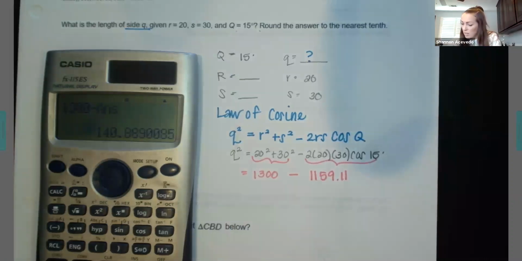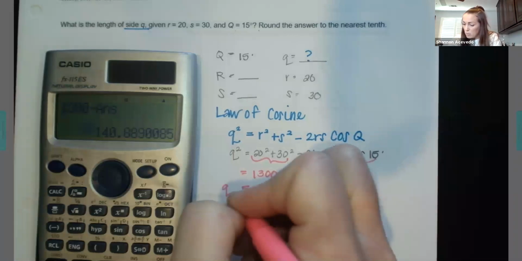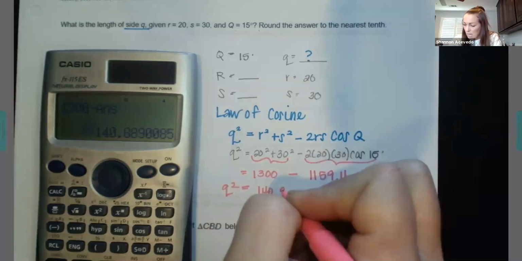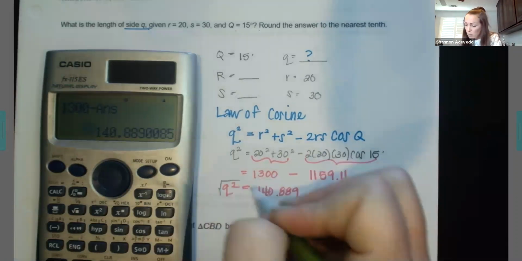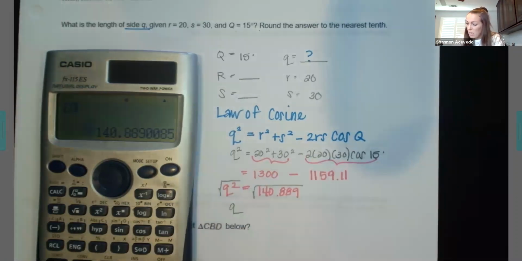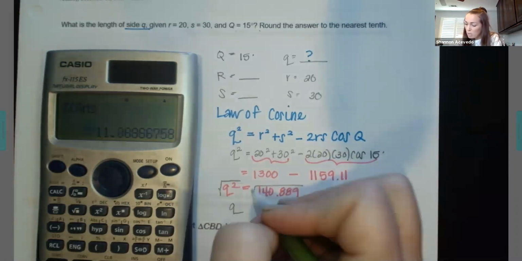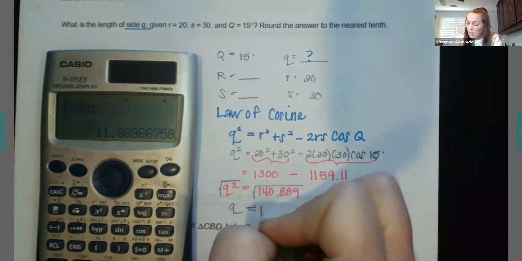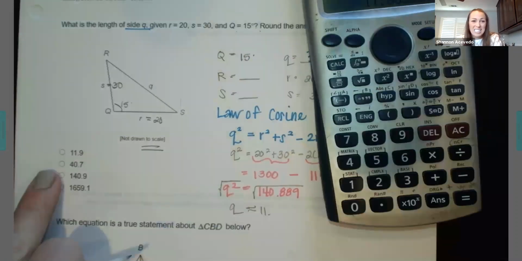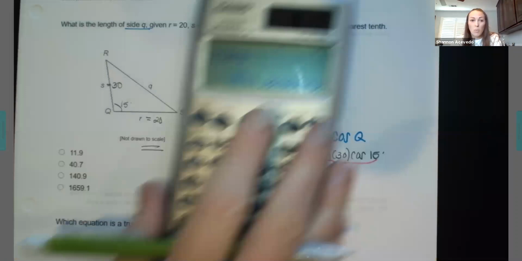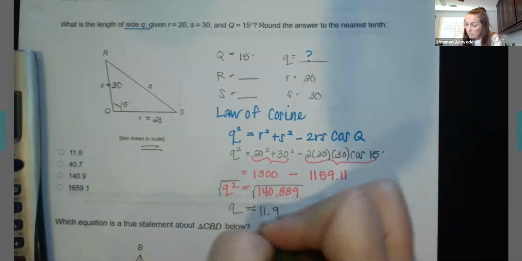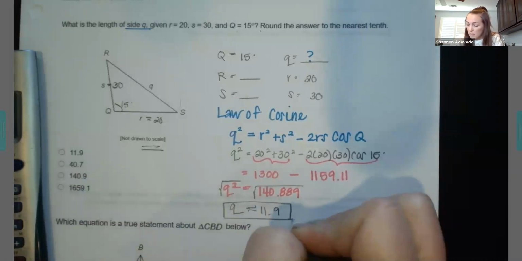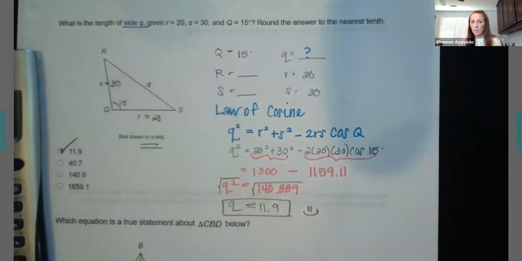I subtract this, so 1,300 minus my answer, and I get that Q squared is equal to 140.889, however many digits you want to write there. So remember, I need to take the square root to solve for Q, and when I take the square root of my answer, I end up with Q approximately 11 point something. I look at my answer choices, and I can see it's 11.9. You can see they rounded it to the tenths place, so it's 11.9. And we're done. There's my answer right there. All done.